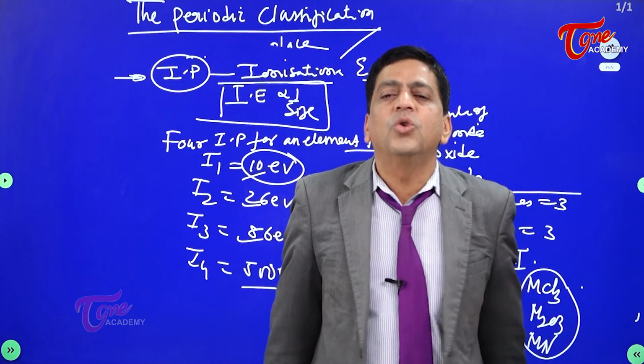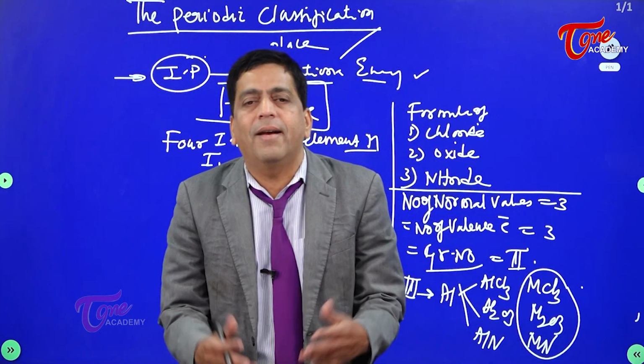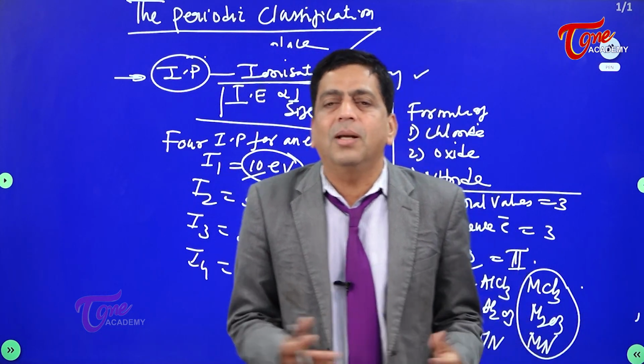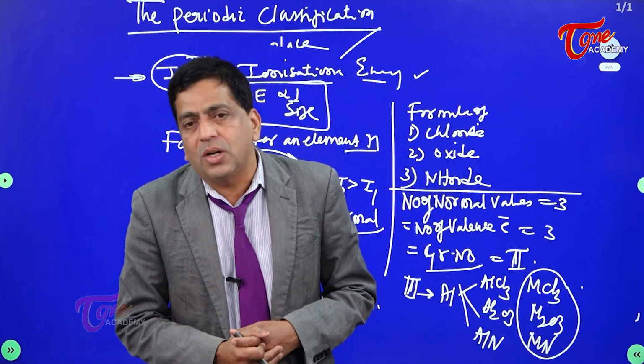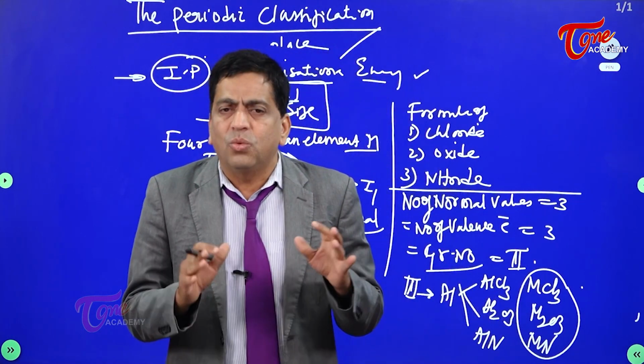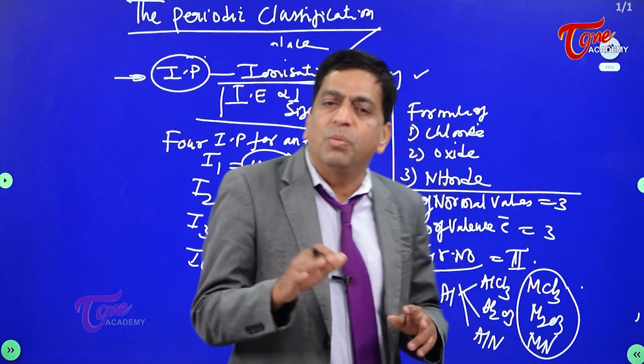So you need to consider only normal values, and the number of normal values is nothing but the number of valence electrons, and the number of valence electrons is nothing but the group number. You must understand that is one question which he will be asking in the exam. That is one question he will be asking in the exam, you must understand.